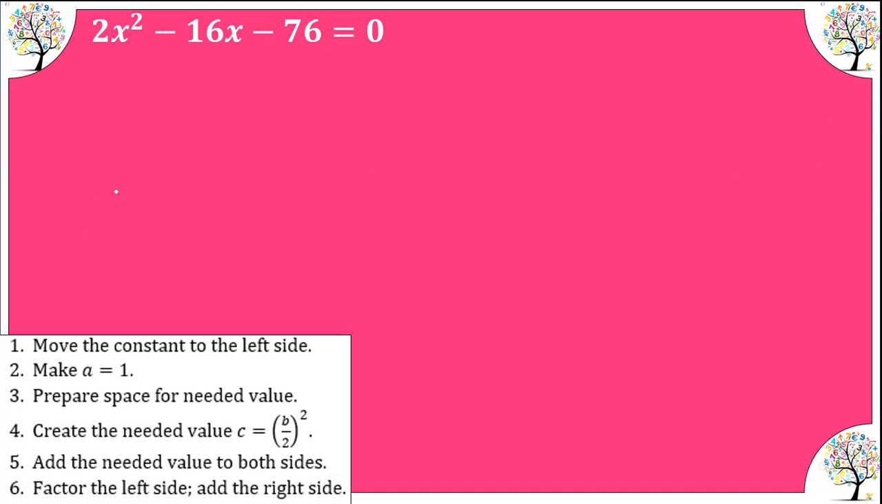Let's try one more. Step 1 is move the c value using the inverse operation. So we're going to add 76. Step 2, make sure our a value is 1. If it is not, factor that leading coefficient from the two terms on the left side only. Step 3, make sure that you prepare a space for your perfect square trinomial.